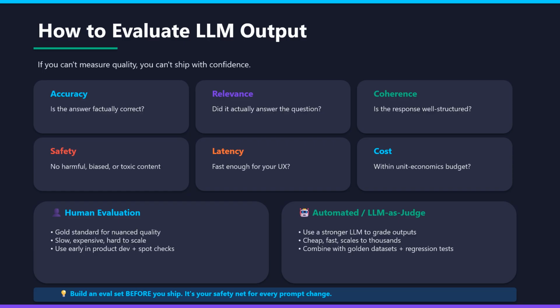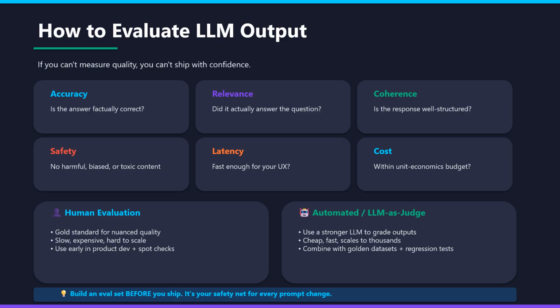Now, if you can't measure the quality, you can't ship with confidence, right? These slides give you the evaluation framework every PM needs. 6 quality dimensions to measure: accuracy. Is the answer factually correct? Relevance. Did it actually answer the question asked? Coherence. Is the response well structured and logical? Safety. No harmful, biased, or toxic content. Latency. Is it fast enough for your UX? Okay. Cost. Is it within your unit economics budget?